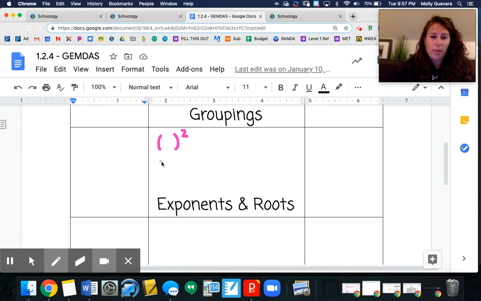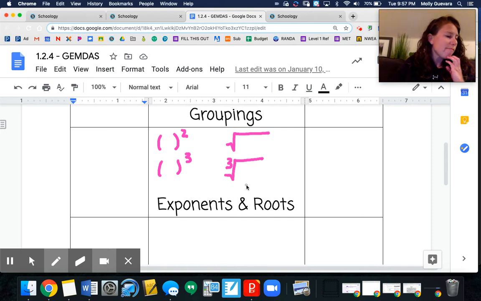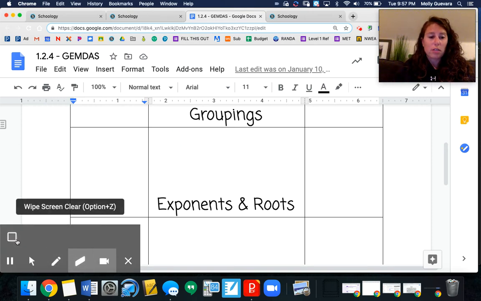Or if I have something being cubed, right, then I would do that exponent, or any exponent, essentially, to the fourth, to the fifth, to the sixth, right, and so on and so forth. Also, you could have that square root or cube root down here as well. So it depends on the problem, okay? So after you do any sort of grouping, then you're looking for your exponents or your roots, okay? So simplifying those guys.